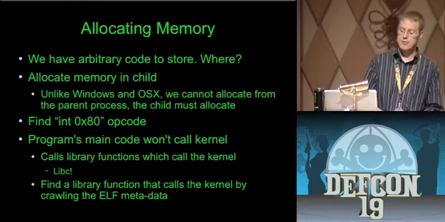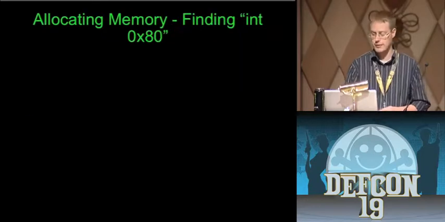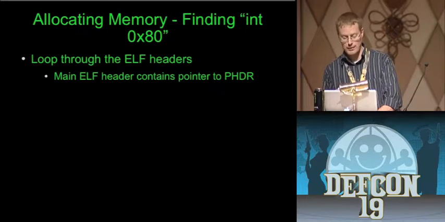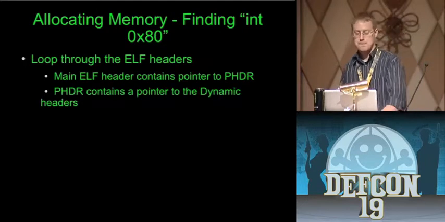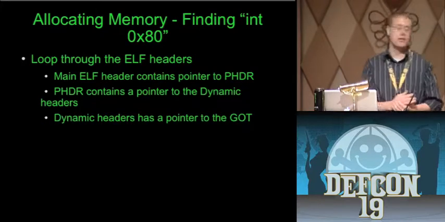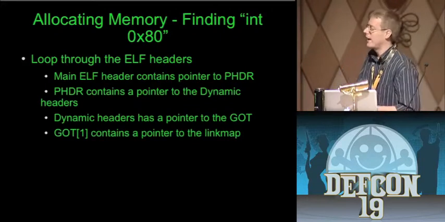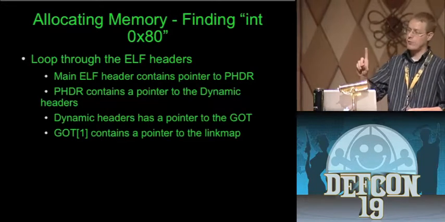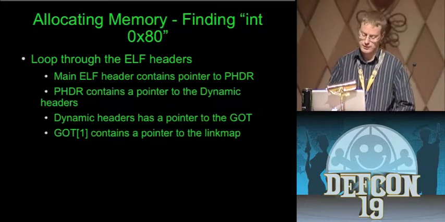We could find a library function that calls the kernel by crawling through the ELF metadata, by crawling through all these different headers. So the main ELF header contains a pointer to the process header. The process header contains a pointer to the dynamic headers. And the dynamic headers have a pointer to the global offset table. And the second entry of the global offset table contains a pointer to the link map. I said second, and the slide says 1 because we're starting at a 0 index.